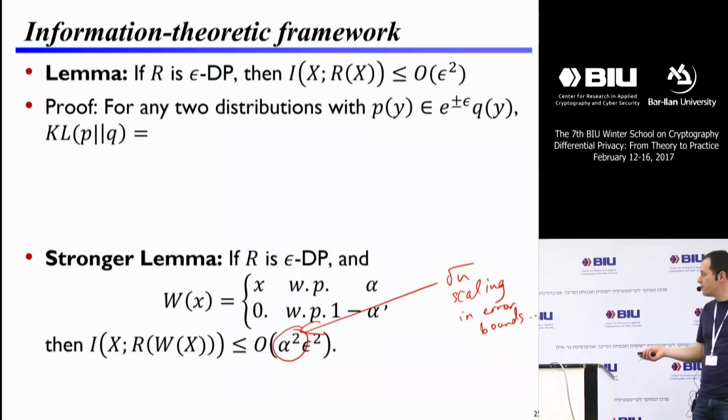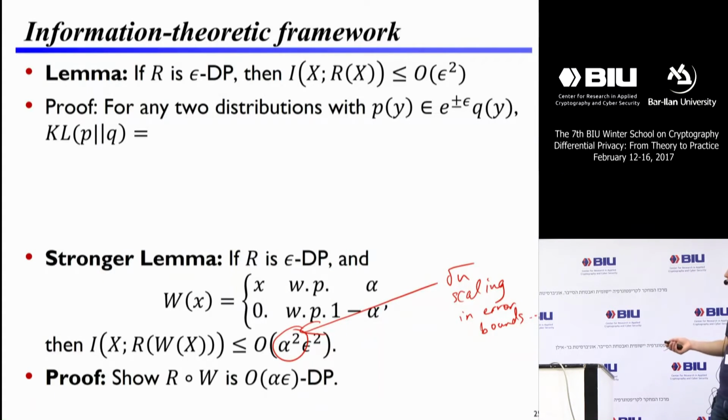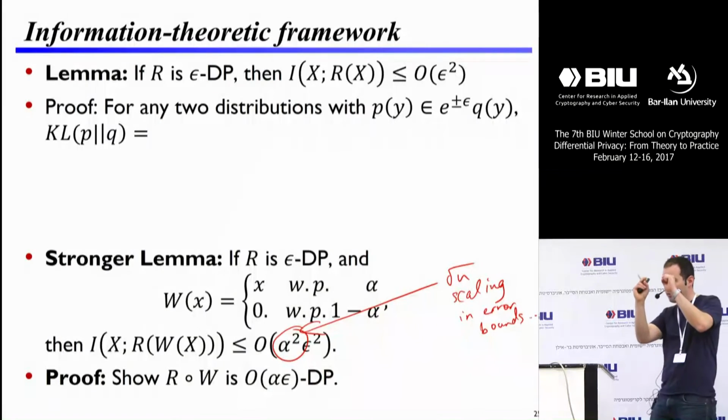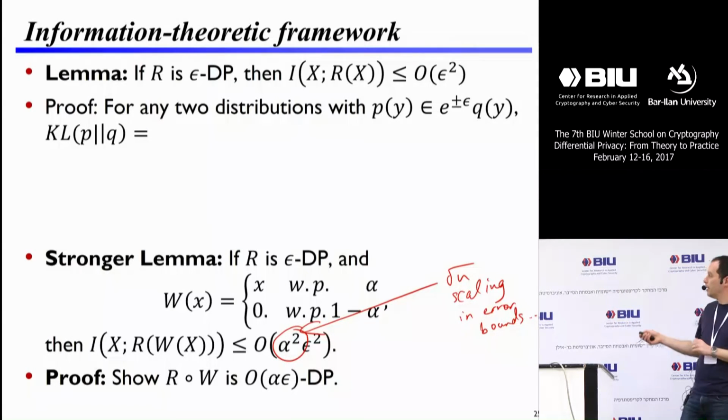Okay, and the proof of this statement, I'm also not going to prove it, but the way you prove it is by showing that the composition of R and W is order of alpha times epsilon differentially private. Did anybody mention the sampling? Okay, so this is true. You can prove it relatively easily. It's a calculation. It's not very hard. Okay, so again, the thing we want to remember is that the mutual information between the input to one of these little randomization boxes and its output is really small.